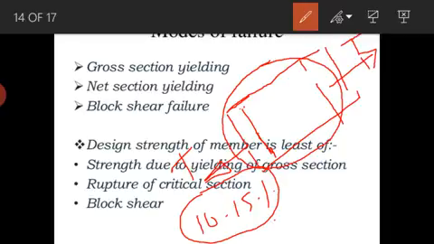The typical design problem in a tension member is to select a member with sufficient cross sectional area to take care of these three modes of failure. Out of that, the first mode of failure is cross section yielding. As I already explained, when the member elongates 10 to 15% at ultimate load, that member is treated as unserviceable, and that situation is treated as cross section yielding. This is the first case.